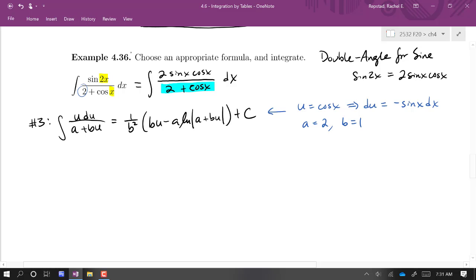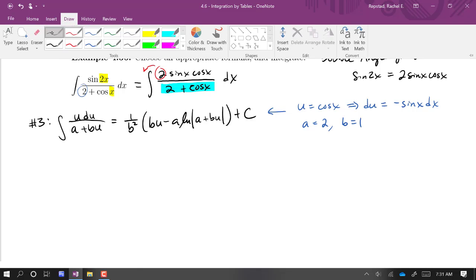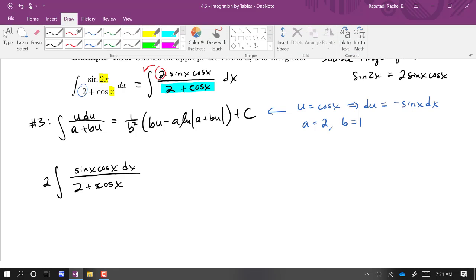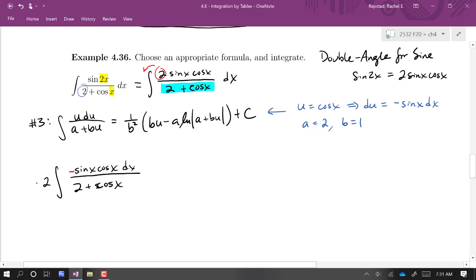So I'm going to yank that factor of 2 outside. And then I have to throw in a negative. And now that fits.